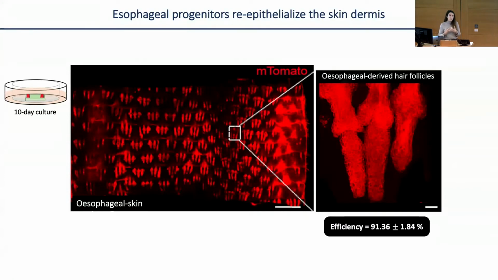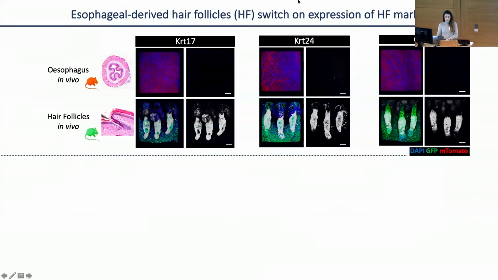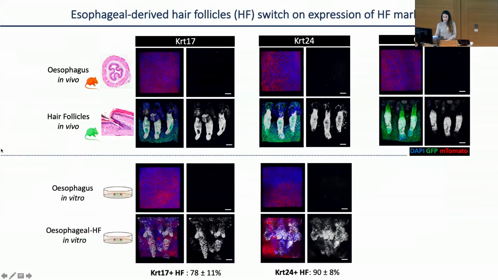So next we wanted to investigate the cell identity within those structures, and for that we looked into hair follicle markers. For that, we used a set of controls, including the tissue of origin, the esophagus, and the host tissue, the skin. As you can see in the top panel, none of these hair follicle markers was expressed in the esophagus in vivo, and this was also the case for the esophagus in vitro. However, when we looked into our esophageal-derived hair follicles, we found that over 75% of them expressed keratin 17 and keratin 24, which was very promising.